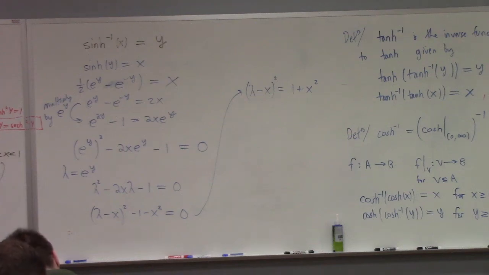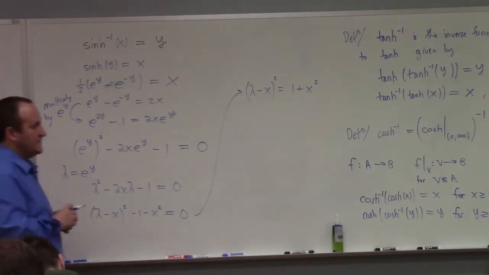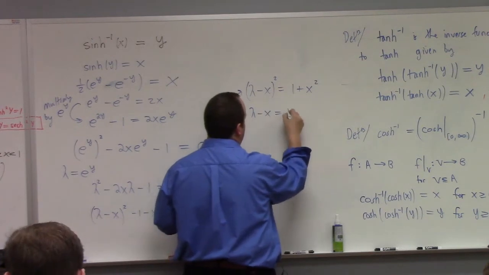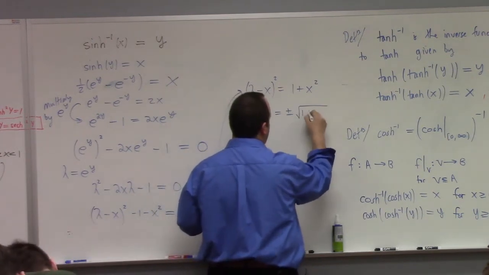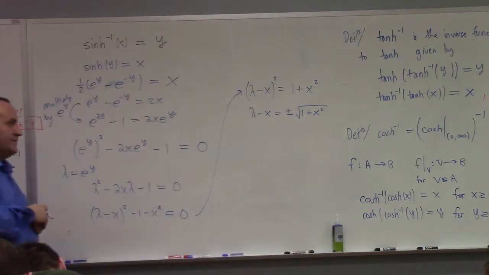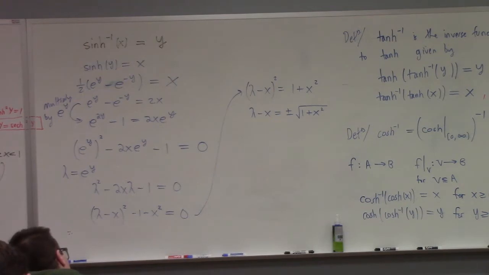No, better, it's positive, right? Smallest that thing can be is 1. X is real here. And so I can take the square root of both sides, and I get lambda minus x is equal to plus or minus the square root of 1 plus x squared. Because I don't know a priori whether that left-hand side is positive or negative, I've got to allow plus or minus the square root.